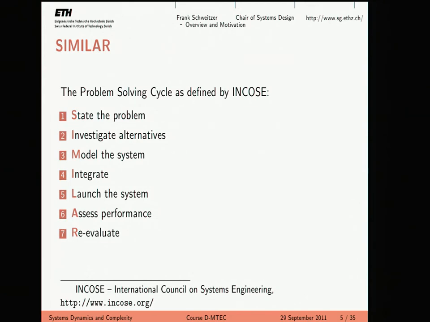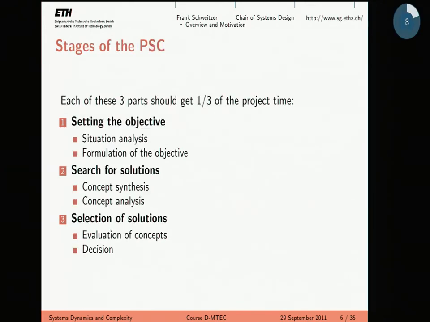But the most general way to look at it is these three parts. The problem-solving cycle is really these three parts. So in a sense, the whole lecture could be just this slide. It's setting the objective, meaning what is it that you want to do. Search for possible solutions, generate solutions, evaluate solutions, and finally select the right solution.